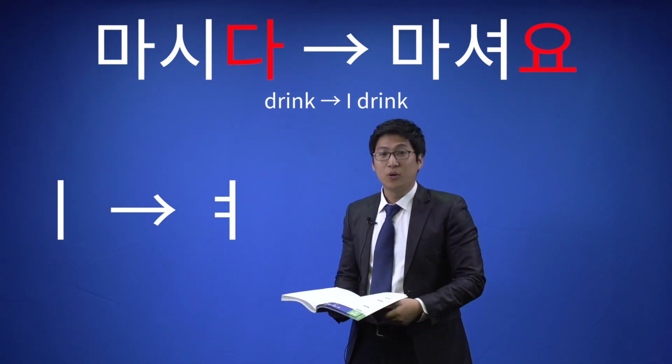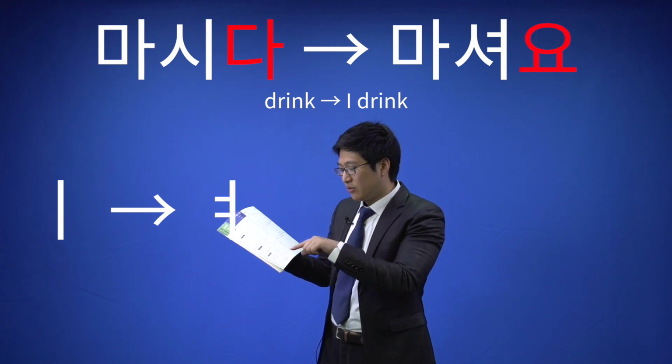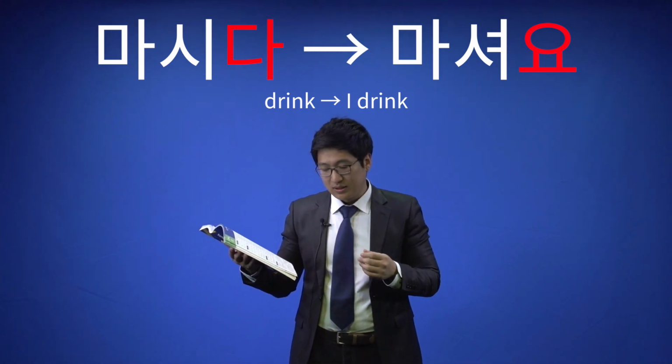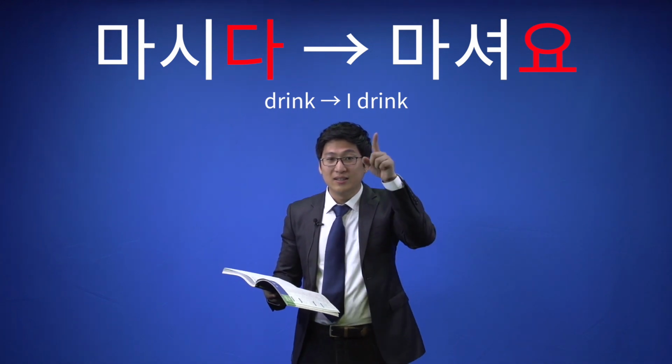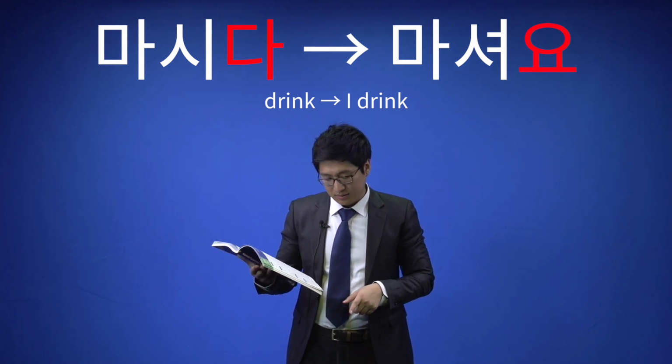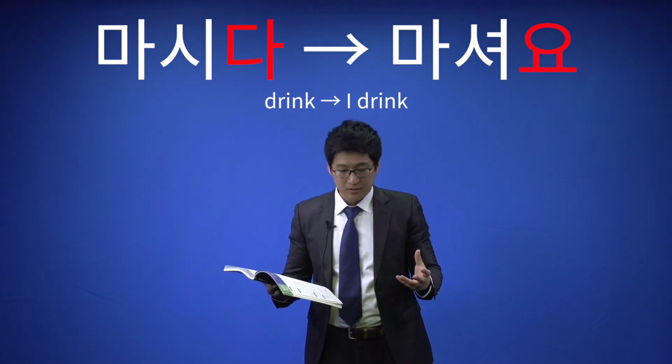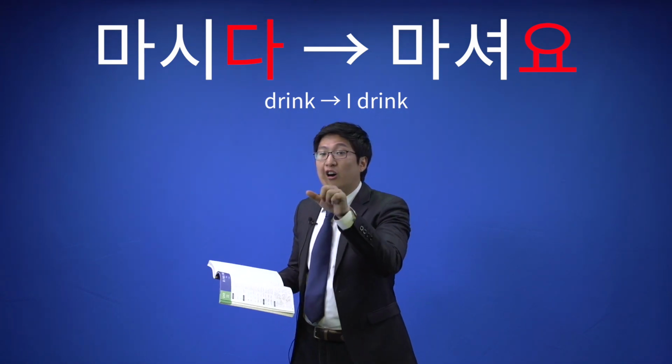It's on page 30, the third line, 마시다. You see that 이 is highlighted in red color? It becomes 여. 요. 마셔요. Every word that finishes with 이 becomes 여. So that's the rule. Okay.